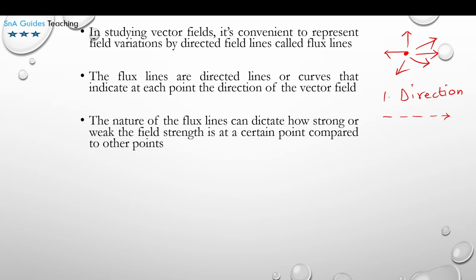And also, it tells us the strength or the magnitude. Now, the spacing between the lines tells us how strong the field is. Once again, the nature of the flux lines can dictate how strong or weak the field strength is at a certain point compared to other points. All right. So for a strong field, lines are packed together. So we could have something like this.